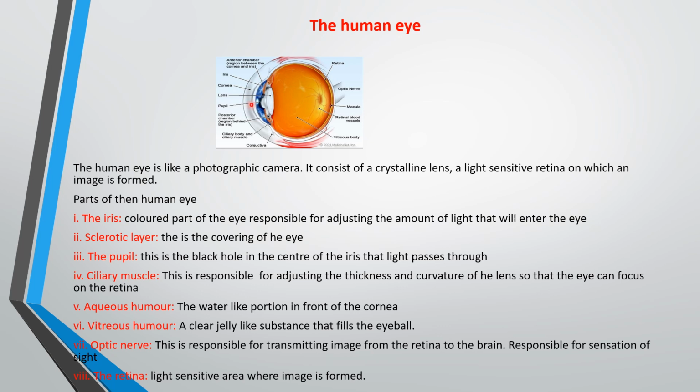Then you have the aqueous humor, that is in front of the cornea. Then you have the vitreous humor that feeds the whole eye. It's like a liquid that feeds the whole eye, helps to lubricate the eye.